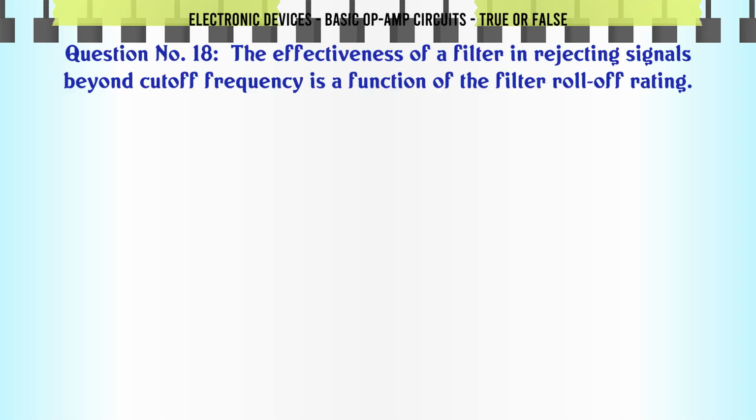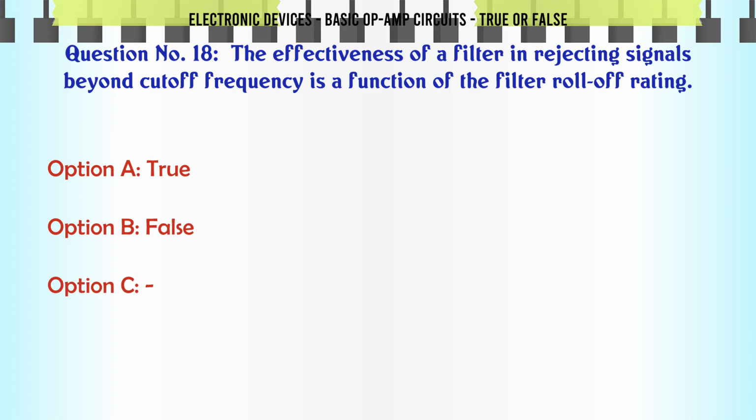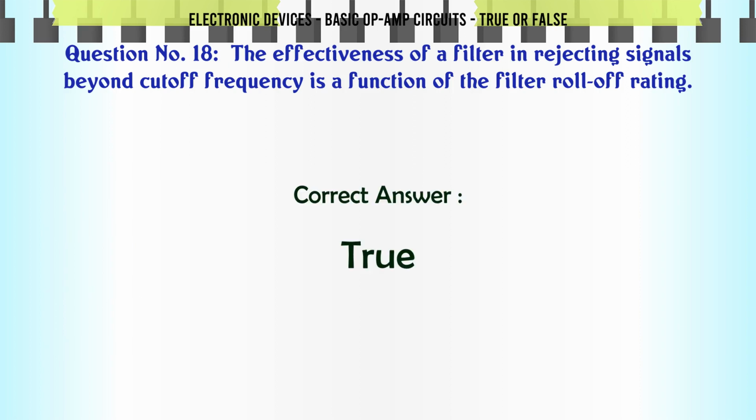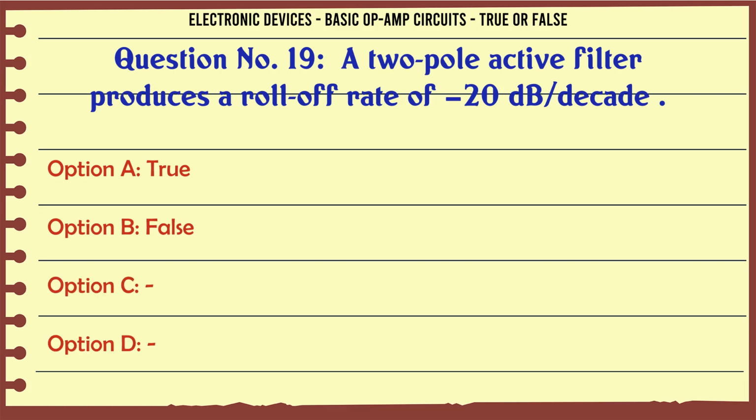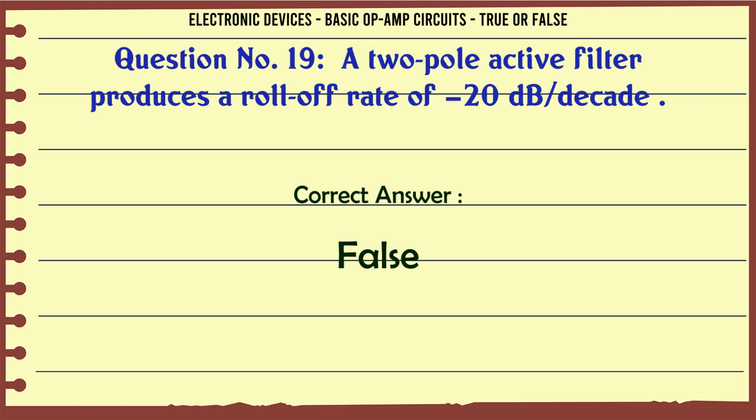The effectiveness of a filter in rejecting signals beyond cutoff frequency is a function of the filter roll-off rating. A. True. B. False. The correct answer is true. A two-pole active filter produces a roll-off rate of 20 dB/decade. A. True. B. False. The correct answer is false.